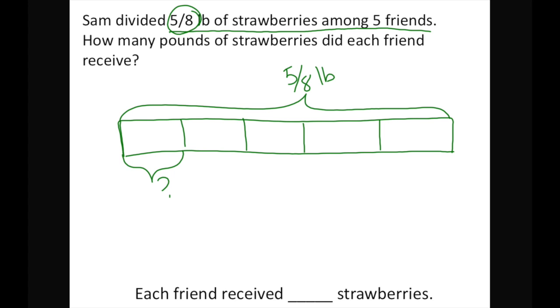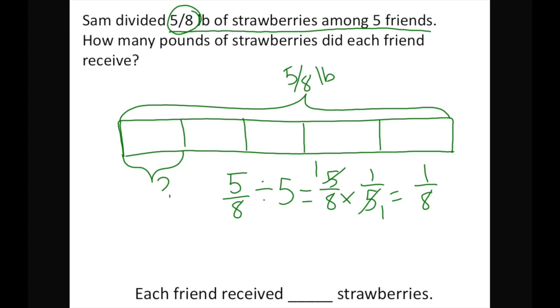So you could solve this 2 different ways. Both ways are correct. You could look at it and say, okay, I have 5/8 pounds and I want to divide that by 5, which would then turn into 5/8 times 1/5 as you solve. You would cross cancel and get 1/8, which would be the fraction of strawberries that each friend received.